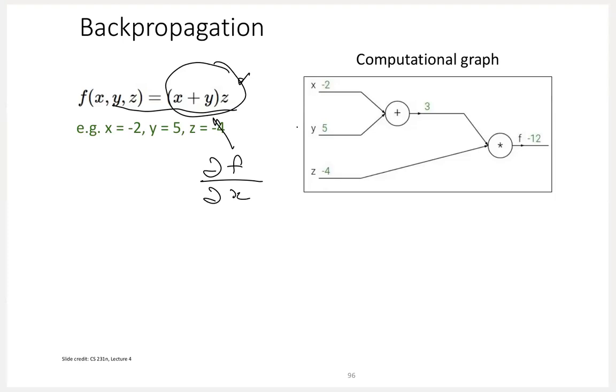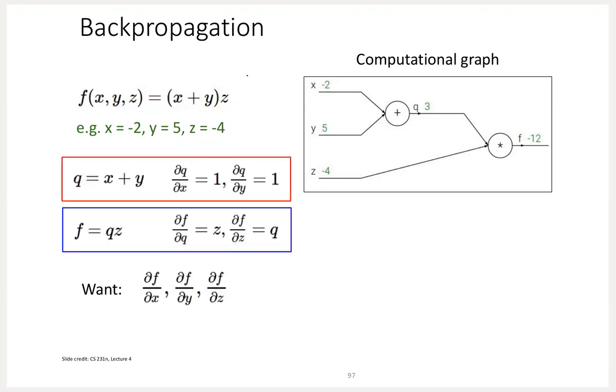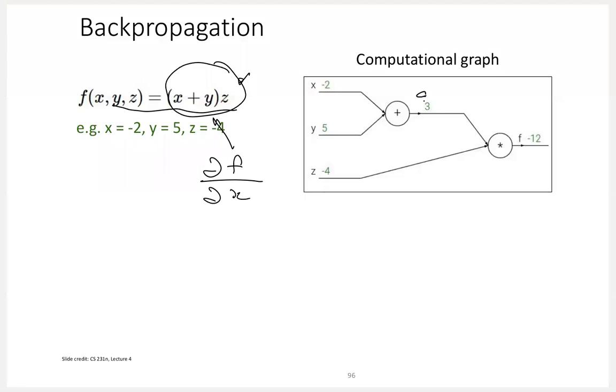So what we can do is, for example, let's say I have this intermediate value, I call it q here. I have q equal to x plus y, and then f is equal to q times z. So from the chain rule, if I need to find partial f partial x, it will be equal to partial f partial q times partial q partial x, right?